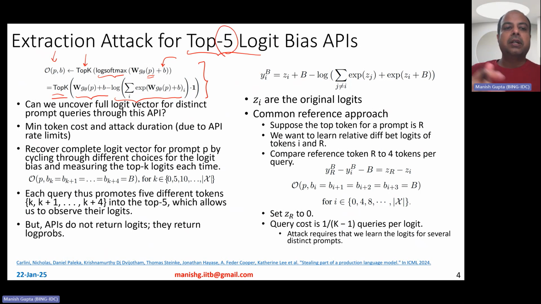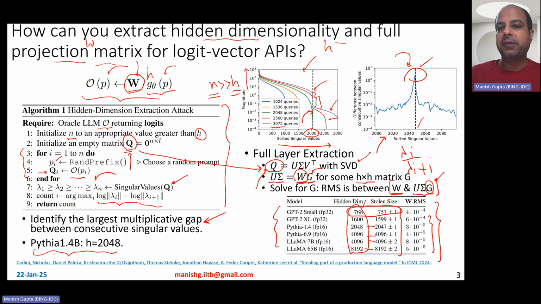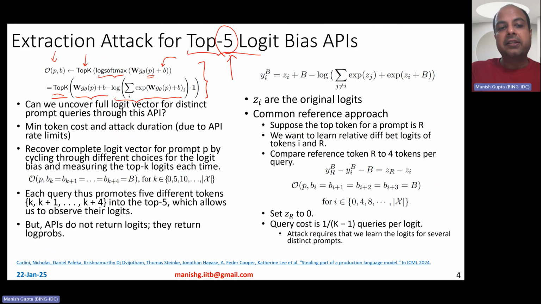And the question to ask is, can we uncover the full logit vector based on just these 5 values? Remember, if we can uncover the full logit vector, then we just go back to the previous slide and apply the same methods. But how do we get the full logit vector from just these 5 values? And we don't just want the full vector, we also want to minimize the token cost and attack duration. You don't want to call the LLM too many times, and you also want to do this in a limited amount of time, given API rate limits. They will throttle you and so on.